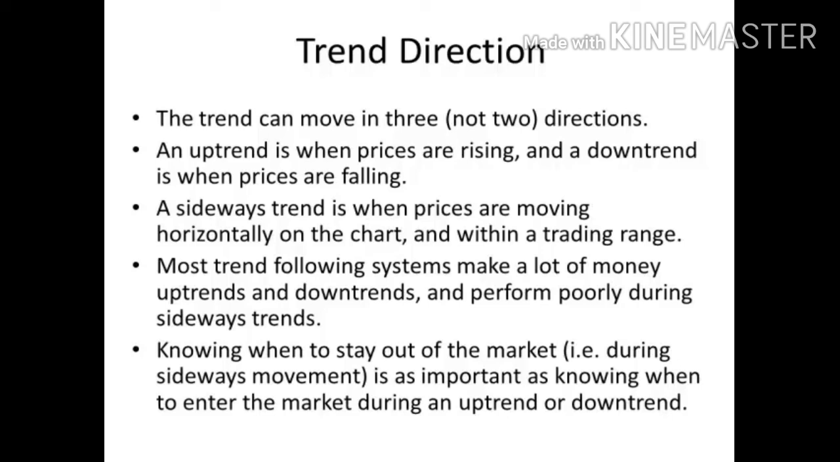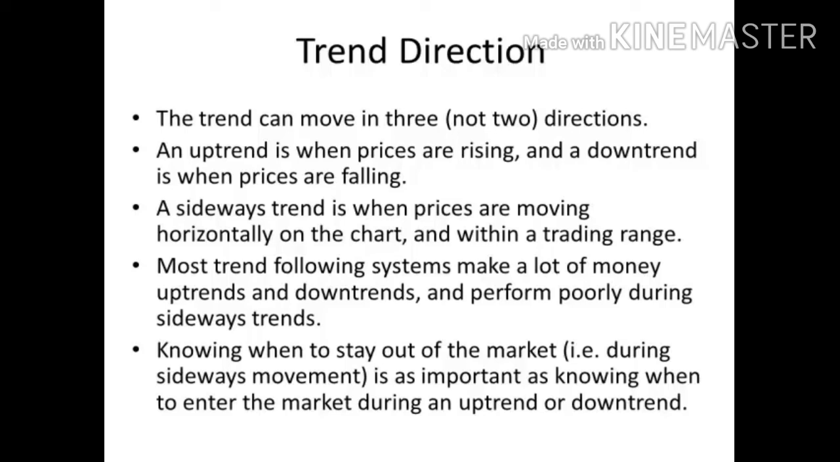A sideways trend occurs when prices are moving horizontally on the chart and within a trading range. What this means is that during a sideways trend, the price stays within a particular range and doesn't really move up or down. Now, it's always the case, for example, that prices are changing, right? So prices are never constant at a particular point. However, they can move within a range. So they can go up, they can go down, over a long period of time, not really change much, right? So this is a sideways trend.